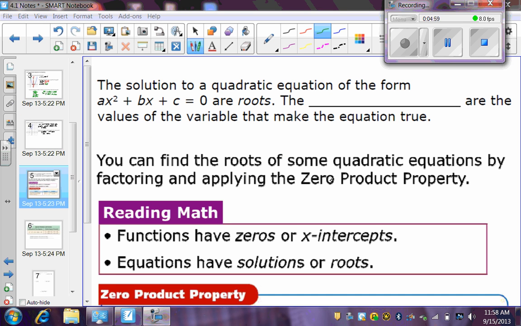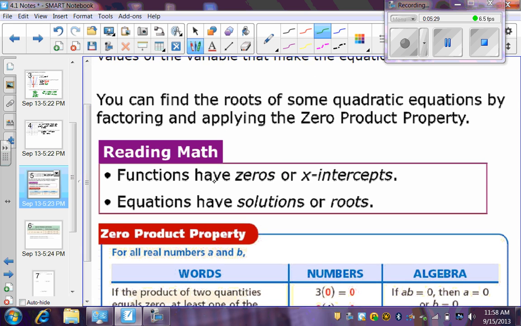The solutions to a quadratic equation of the form ax squared plus bx plus c equals 0 are called roots. The roots of an equation are the values of the variable that make the equation true. And you can find the roots of some quadratic equations by factoring and applying the zero product property.